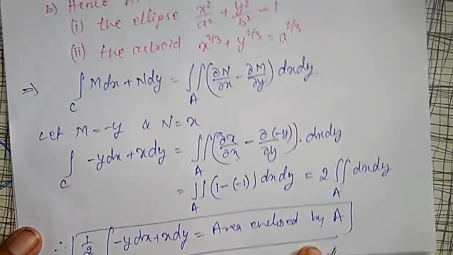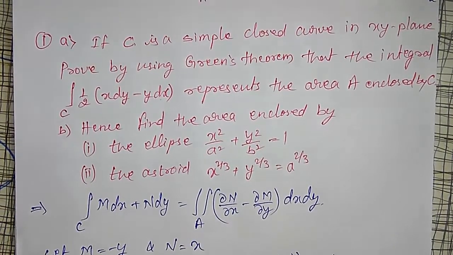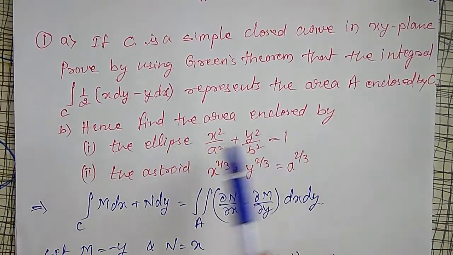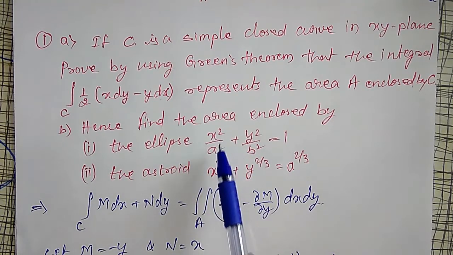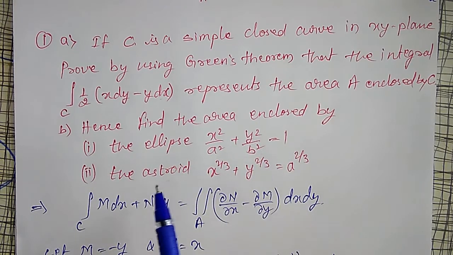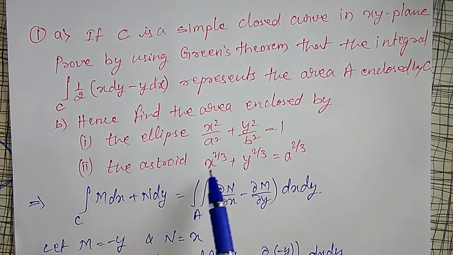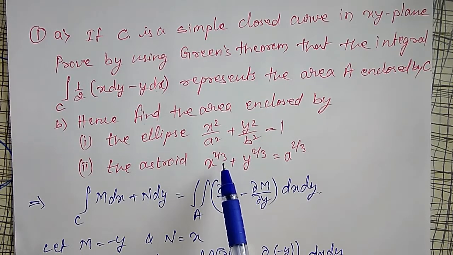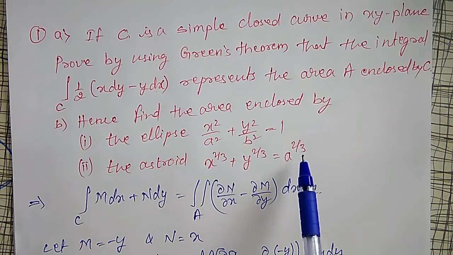Using this result, I will do the second part of the problem. Hence find the area enclosed by the ellipse x square by a square plus y square by b square equal to 1 and the asteroid x raised to 2 by 3 plus y raised to 2 by 3 equal to a raised to 2 by 3. This area I have to calculate now.